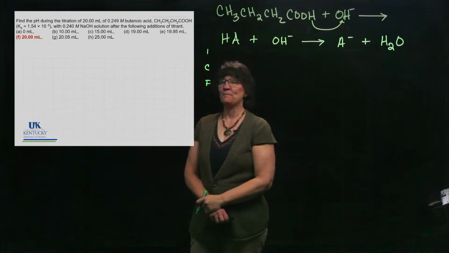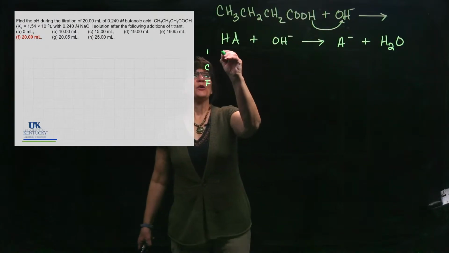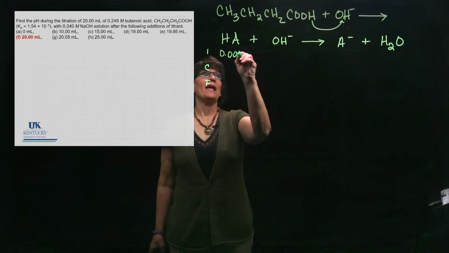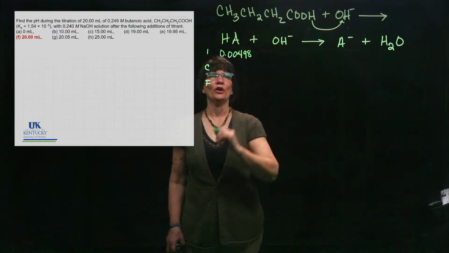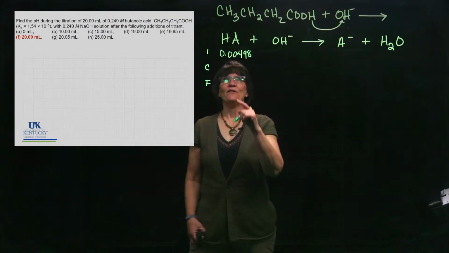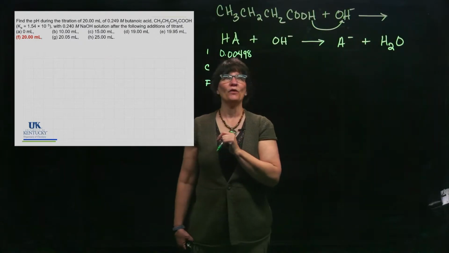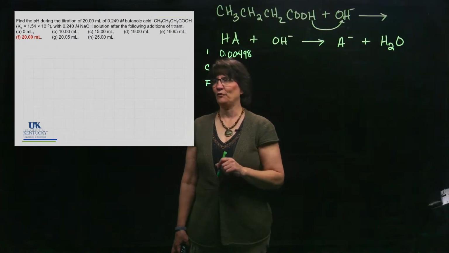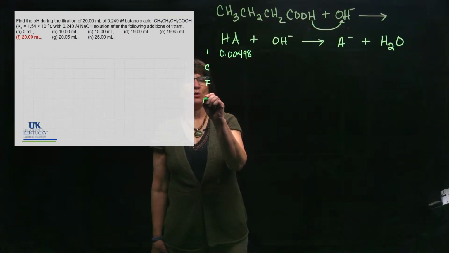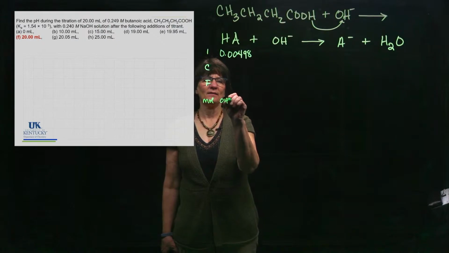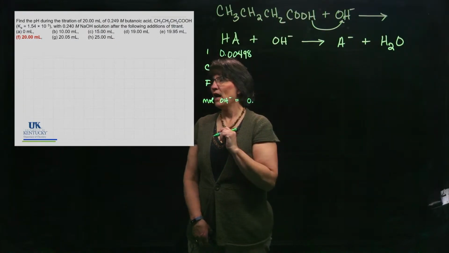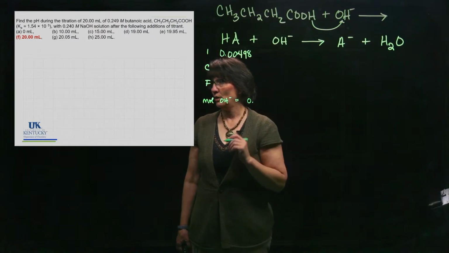ICF. Now, I've got the value of 0.00498 that I've been using here, because that has not been changing from problem to problem. If I didn't realize I was at the equivalence point, how would I know? Well, I go blindly doing the next step, which is to get the moles of OH minus, right? To get the moles of OH minus, I take the molarity of 0.2.